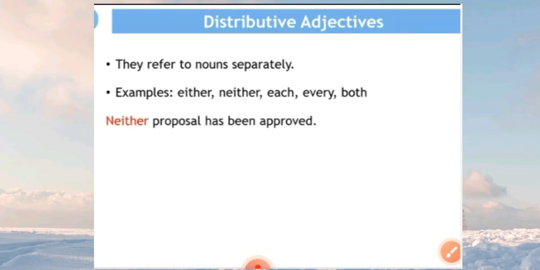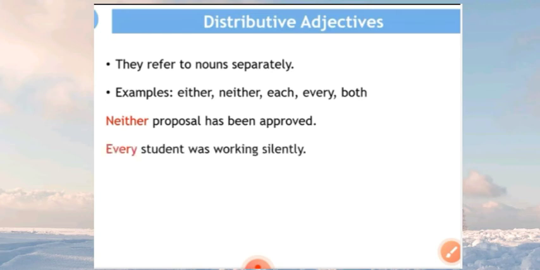Neither proposal has been approved. Now here, proposal is a noun. Neither is a distributive adjective because it is talking about two units, right? There were two proposals, neither has been accepted, and hence it is a distributive adjective.